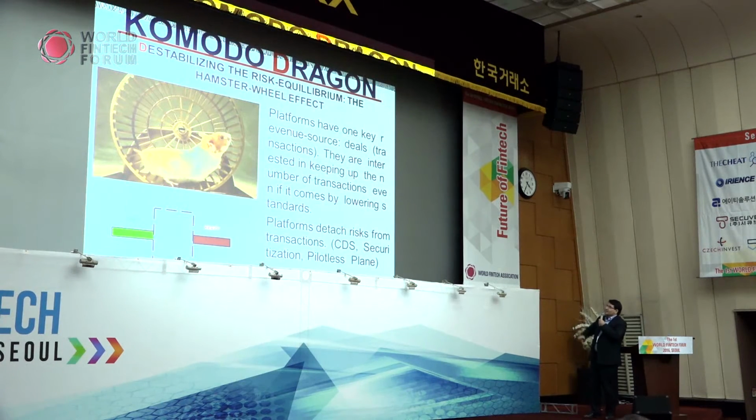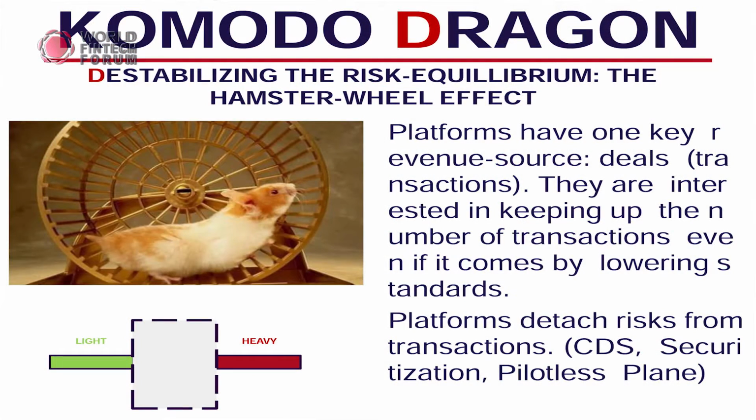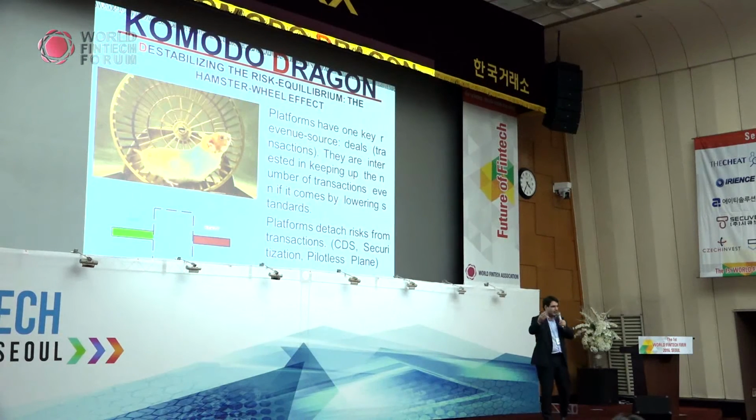Then, D, destabilizing the risk equilibrium, the hamster wheel effect. So basically, platforms, peer-to-peer lending and crowdfunding platforms, what's their business model?